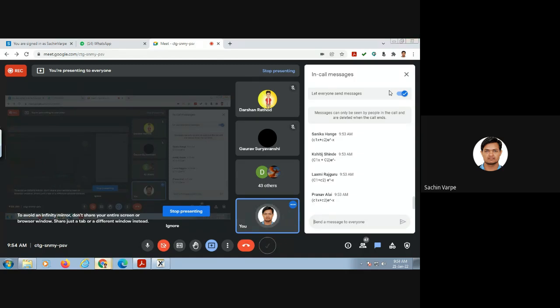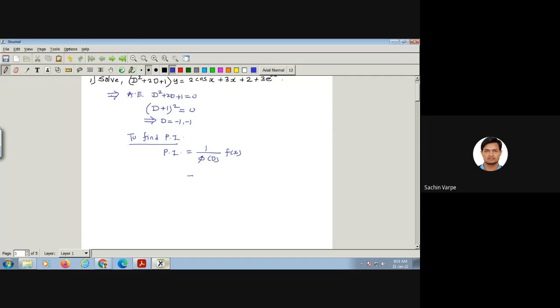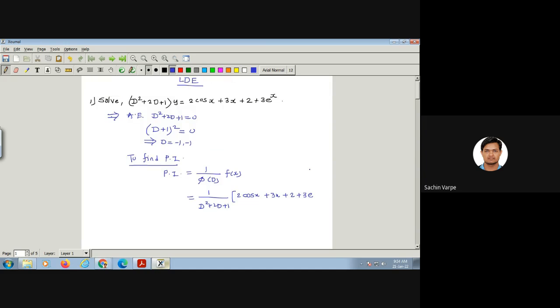Okay, till then I move ahead. The rest of the people have to reply in the chat box. Now to find the particular integral PI, what do we do? We write the formula first. PI equals 1 upon phi of D, f of x, isn't it? So we first substitute phi of D here. Phi of D is D square plus 2D plus 1, and f of x is given to be 2 cos x plus 3x plus 2 plus 3 e to the power x.